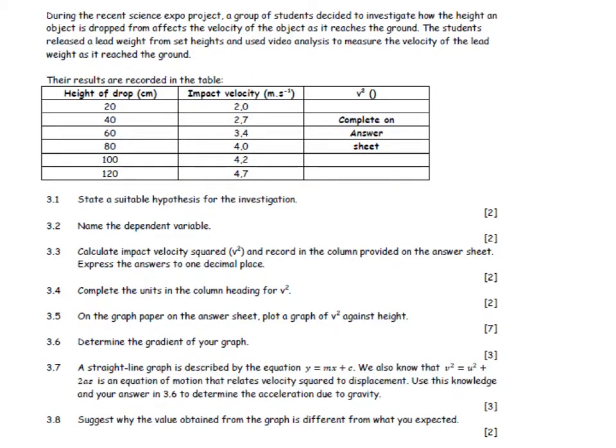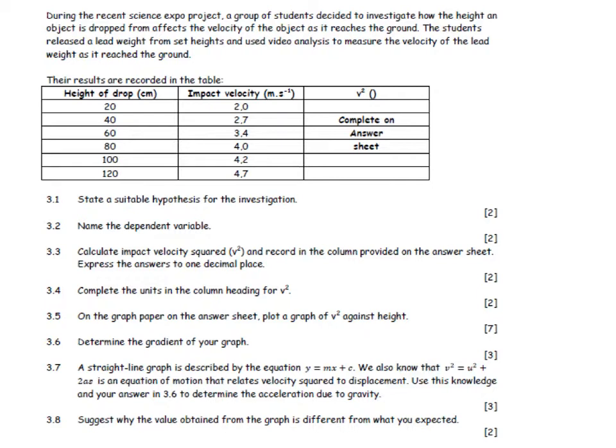During the recent Science Expo, a group of students decided to investigate how the height an object is dropped from, the independent variable, affects the velocity of the object as it reaches the ground, the dependent variable. I change what I measure. The students released the lead weight from set heights and used video analysis to measure the velocity of the lead weight as it reaches the ground.